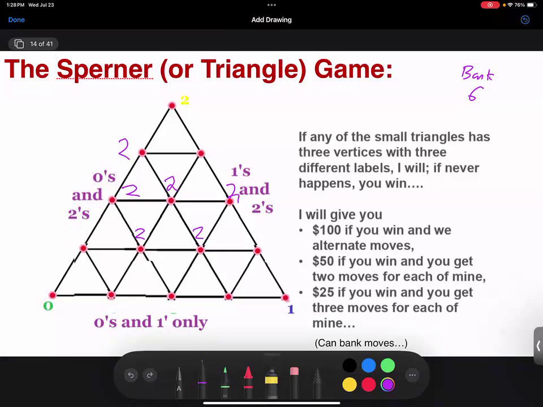Does he win already? If you didn't erase that one, I was going to win. Oh, okay, then it's good I erased it. And so what I'm going to do is I'm going to toy with you and I'm going to put a 2 there.